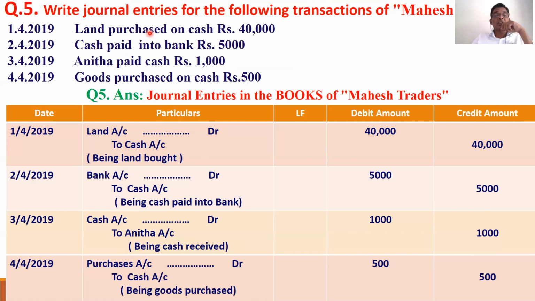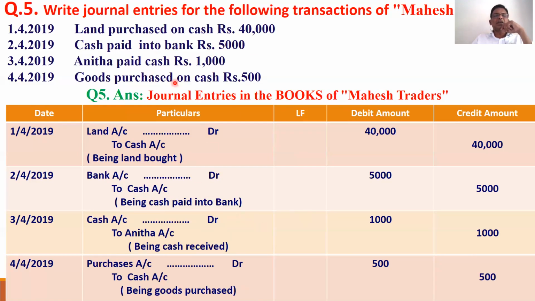We are discussing this for the last 3 video lessons. Cash paid into bank, that means we deposited cash into the bank, we sent cash to the bank. So cash is going out, cash account is credited. And who is the receiver? Bank. Bank account is debited. Bank account to cash account, being cash paid to bank.